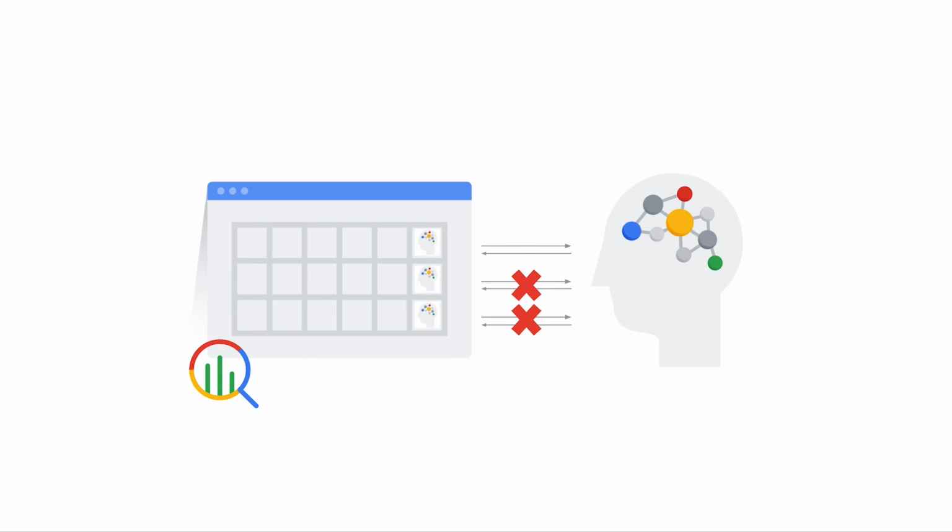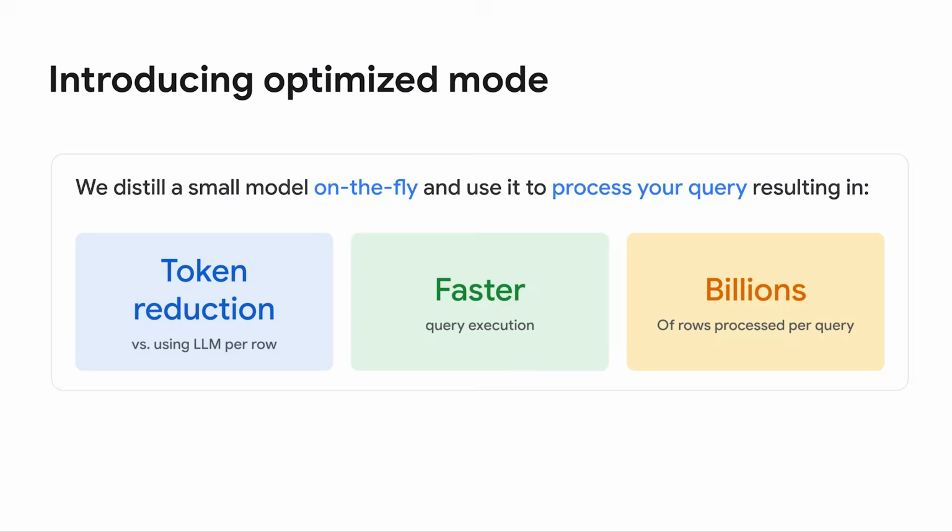But for tasks like classification, rating, or filtering, you don't actually need to send each and every row to the LLM to get LLM-quality evaluation. You just need a smarter way to scale that intelligence. Optimized mode for BigQuery AI functions lets you process large-scale datasets containing millions or even billions of rows. We significantly reduce LLM token consumption and query latency compared to standard per-row LLM inference.